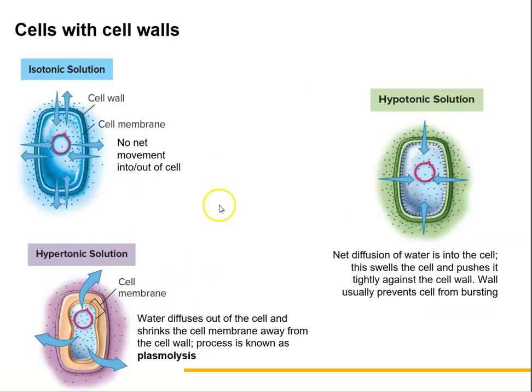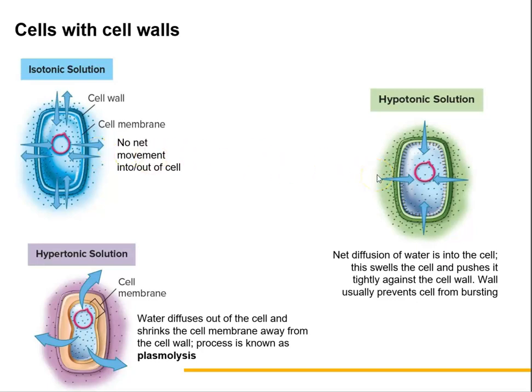So let's look at a few examples. Here we're looking at cells with cell walls. So this would be something like a bacterium. So let's say you place a bacterium in an isotonic solution. So you've taken this bacterium and you've placed it in a solution that has the same concentration of solutes as inside of the bacterium. There's going to be no net movement of water.